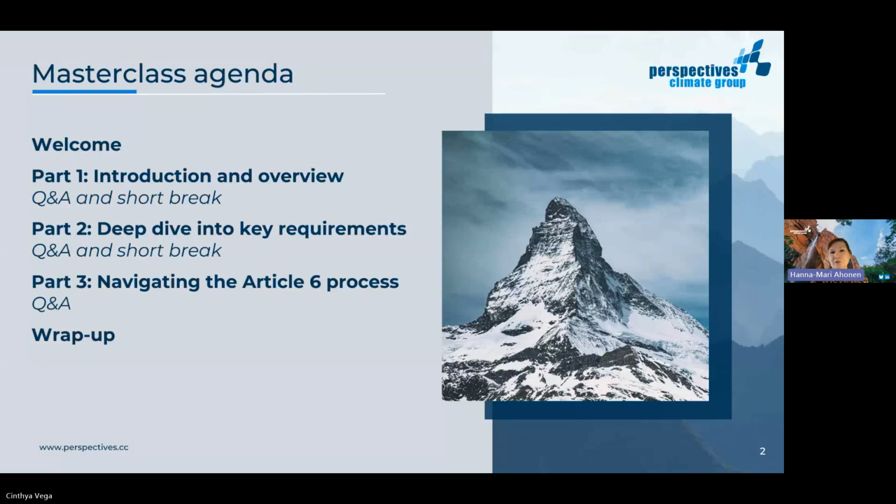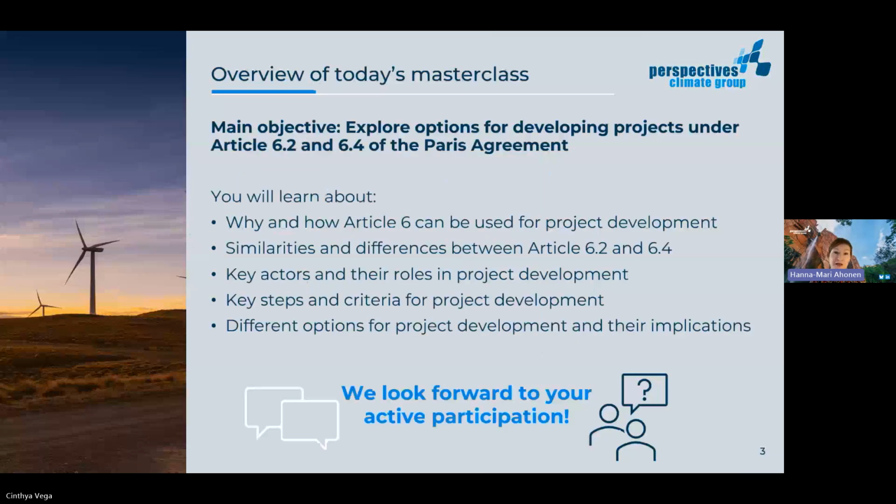And then the third part, we'll look at the actual process, the different steps and the different options for navigating Article 6. There's several options that you would need to choose from as a project developer under Article 6. And we then have a Q&A at that point as well. So the main objective is really to look at all the options that we have for developing projects under Article 6.2 and 6.4, and we'll explain the difference and similarities of those two.